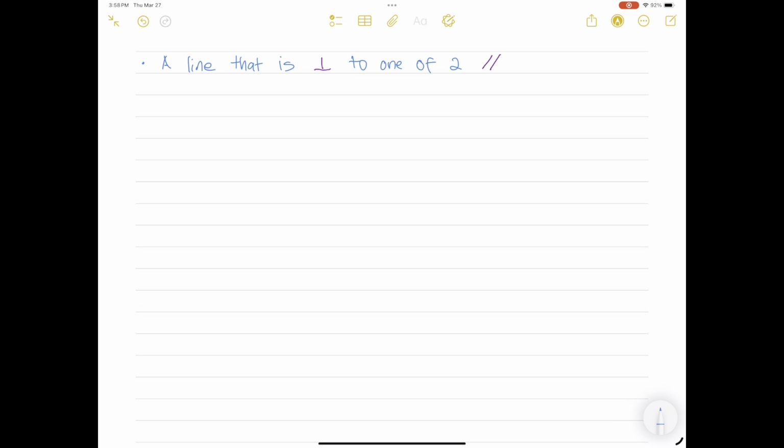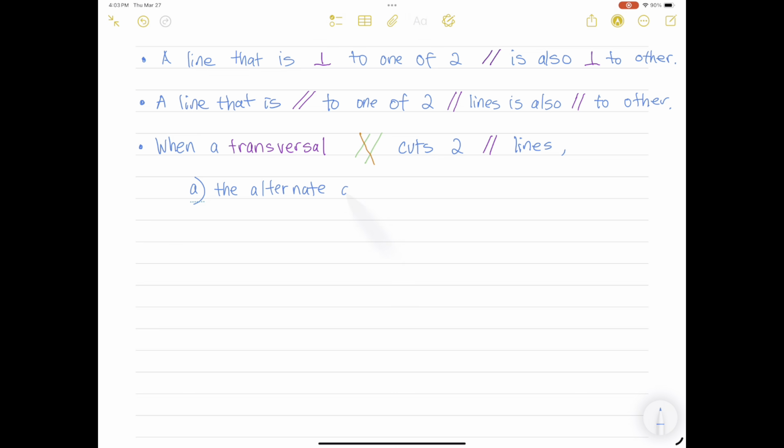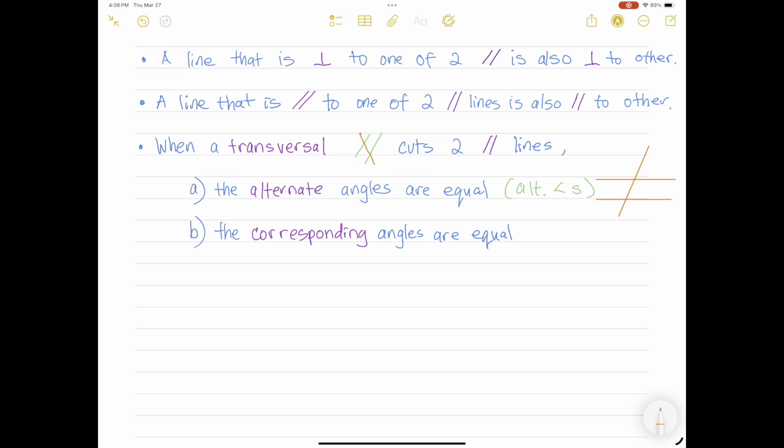A line that is perpendicular to one of two parallel lines is also perpendicular to the other. A line that is parallel to one of two parallel lines is also parallel to the other. When a transversal cuts two parallel lines, A, the alternate angles are equal, and we use the abbreviation. B, the corresponding angles are equal. Here I draw some miniature alternate angles and corresponding angles to remind you of what we are talking about.